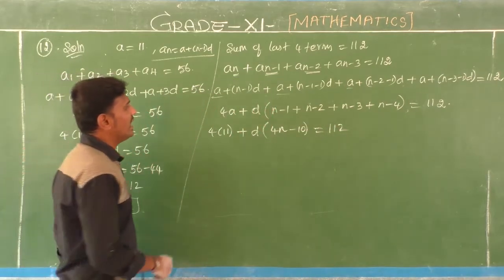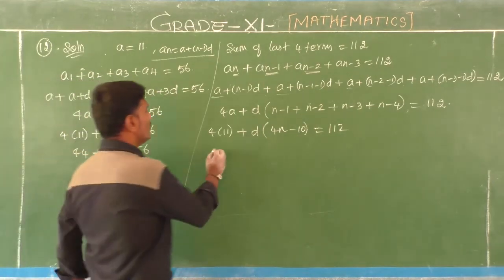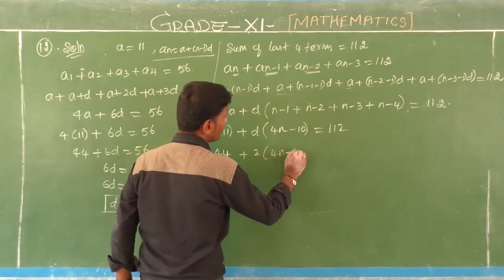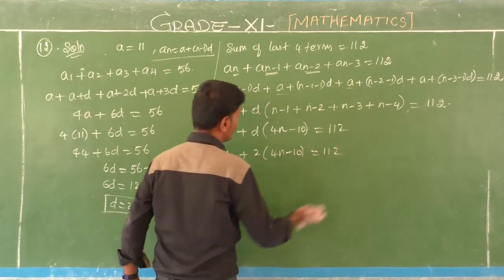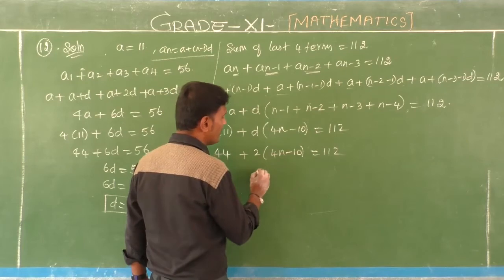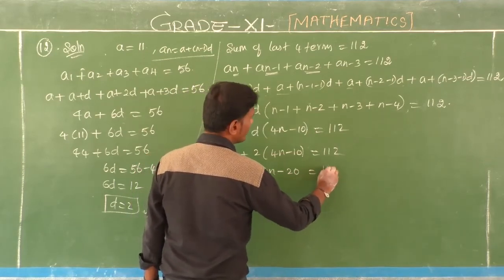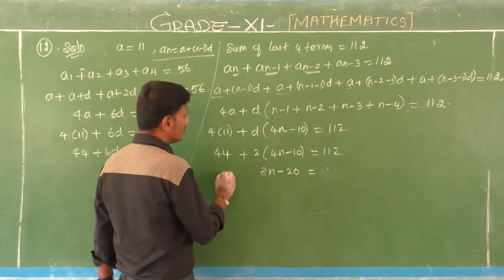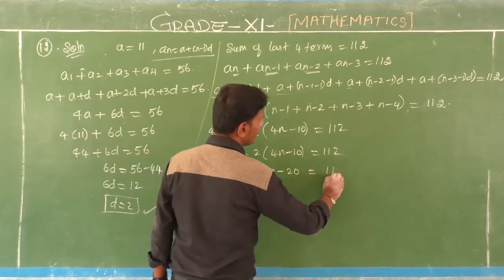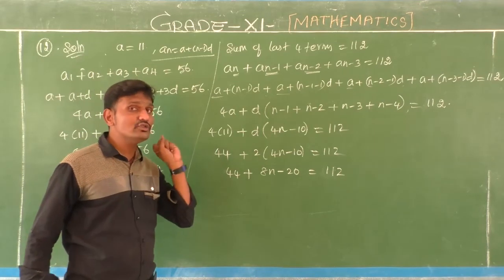And you have d also. What is the value of d? 2. So 44 plus 2 into 4n minus 10 is equal to 112. And multiplying 2 inside, 8n minus 20. So write 44 plus 8n minus 20 which is equal to 112. And simplify: plus 44 minus 20 is 24.